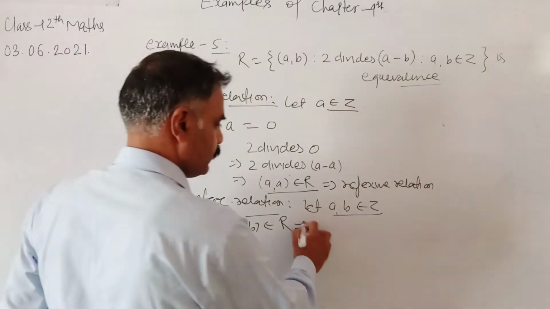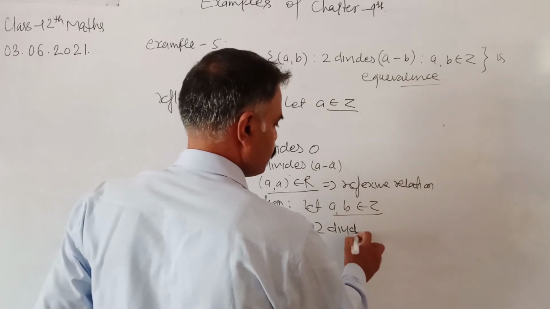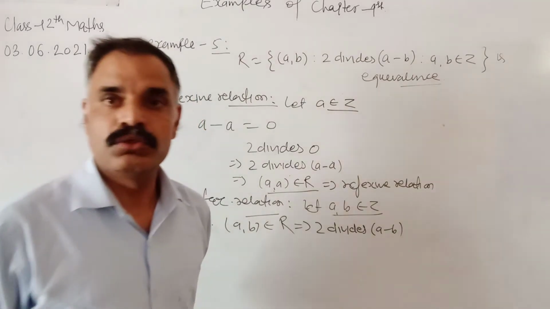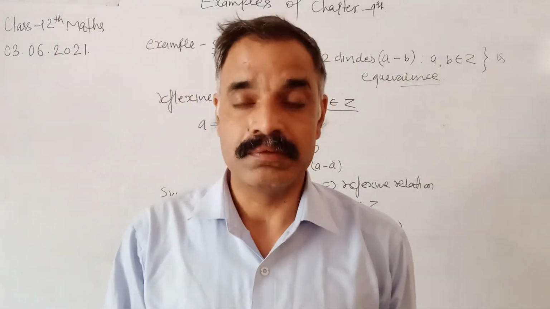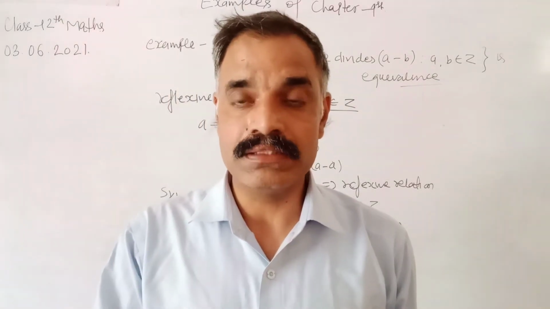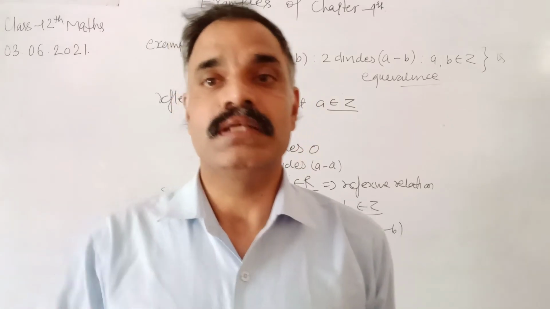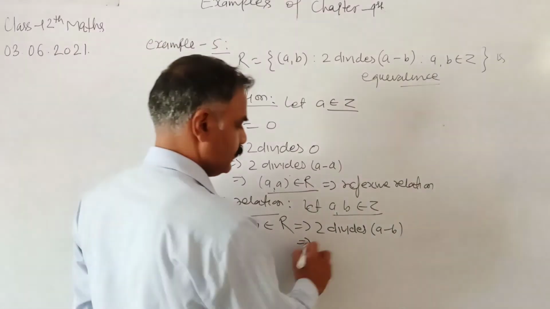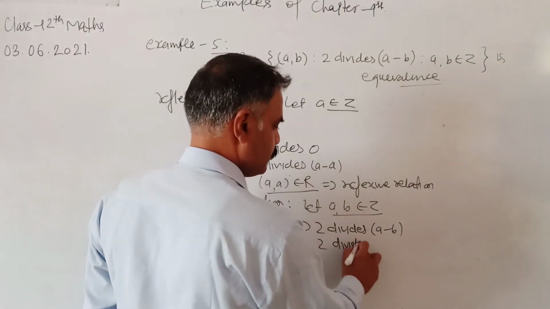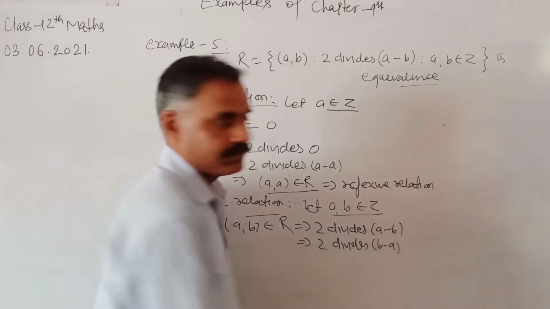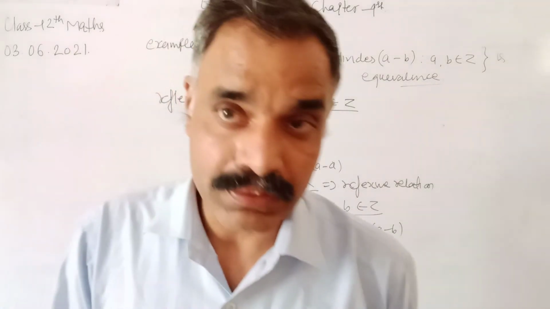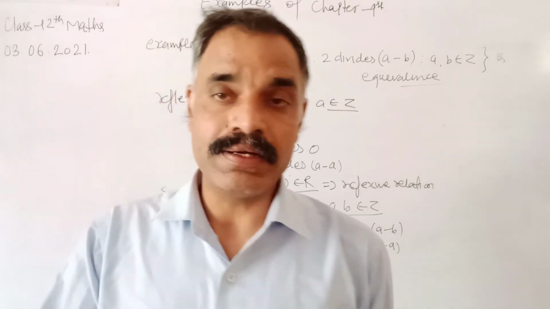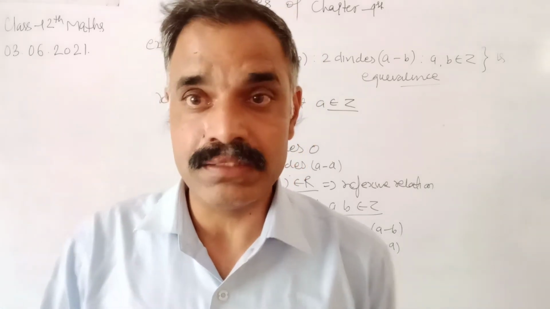It means 2 divides a minus b, the difference of a and b. When 2 divides a minus b, 2 also divides b minus a. It means 2 divides b minus a also. When 2 divides a minus b, the difference of two elements, it implies that 2 also divides b minus a, the difference of the same elements.